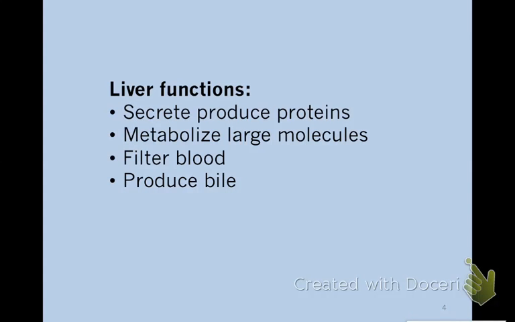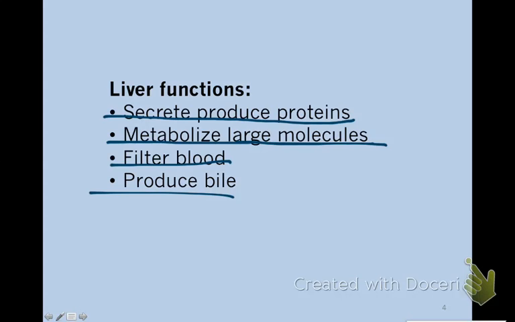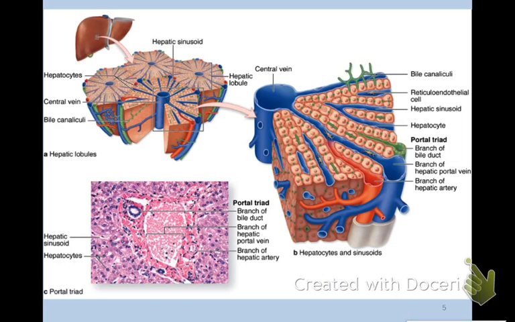I'm going to go into the more micro level of what a liver lobule looks like, but I think it's helpful to remember the main functions of the liver before we jump in there. One is to secrete and produce proteins, and remember, proteins are pretty large compared to normal molecules. Metabolize large molecules such as drugs, filter blood, and produce bile. So let's look at what a hepatic unit of operation looks like.